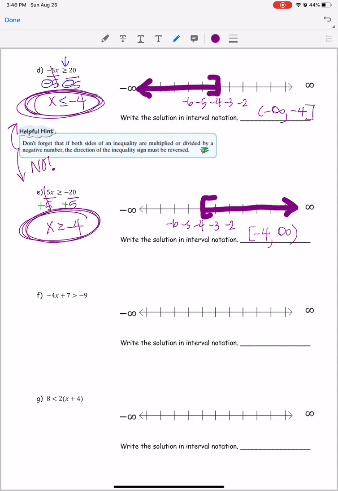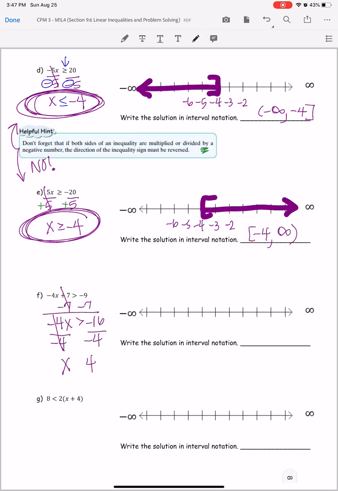F and G are the exact same things, but now we've got multi-step problems. So in F, negative 4x plus 7 is greater than negative 9. So, to get rid of that plus 7, we're going to subtract. So I've got negative 4x is greater than negative 16. To get x by itself, we're going to divide by negative 4. So I've got x, negative 16 over negative 4 is a positive 4.